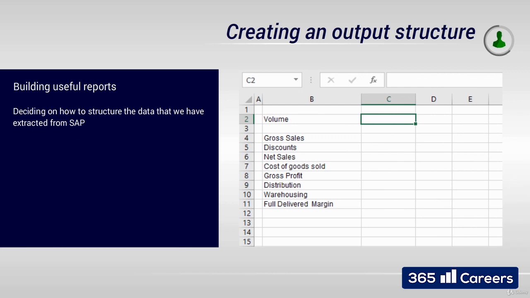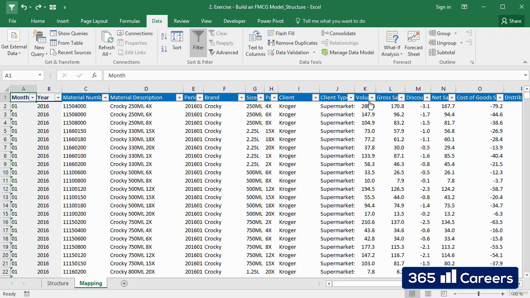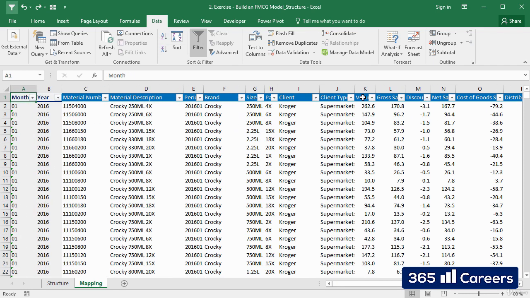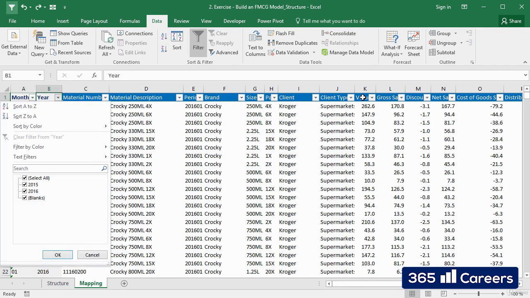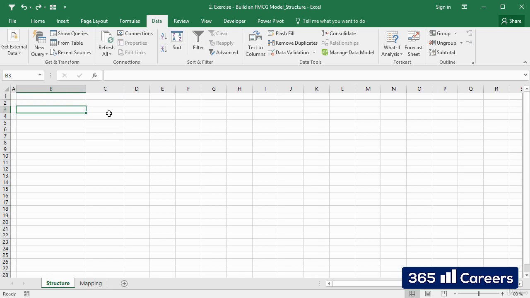In this lesson, we will start working on the output that we will try to produce. As we already have an idea of what data we have extracted from SAP, it will be pretty easy to create a structure of the report we will build. So, the first thing we can say for certain is that we have 2 years of data, 2015 and 2016. Let's add 2 separate columns in which we will have data for 2015 and data for 2016.